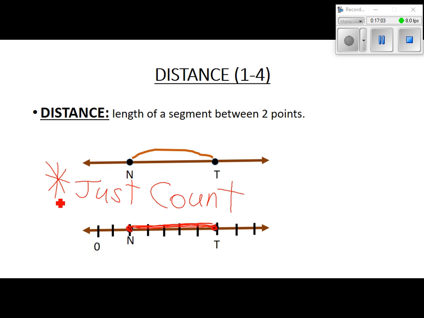Not here, right? So if I'm counting the distance from N to T, ready? Start counting when I do what? Move. Ready? Go. 1, 2, 3, 4, 5. So how long is segment NT? It's that simple. Just make sure you don't count the tick marks. You're counting the spaces.